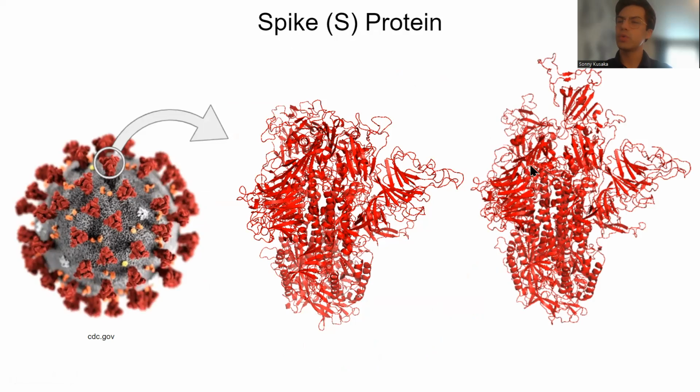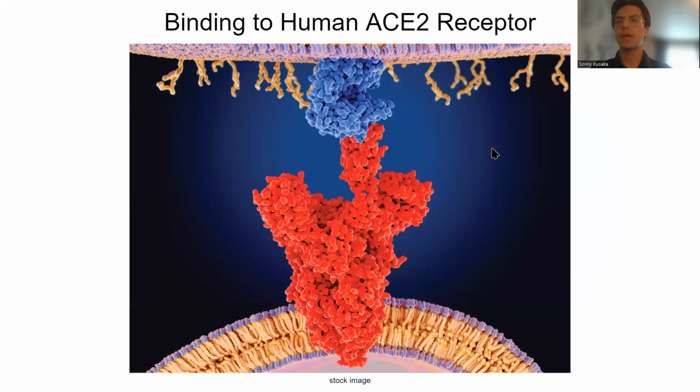And I show two images of it here because in order to be infectious to us, the protein structurally rearranges itself. And as we can see, one of the three parts here is actually sticking up. This is necessary in order to bind to the human cell. And it does that at a receptor called ACE2, or human angiotensin converting enzyme 2.